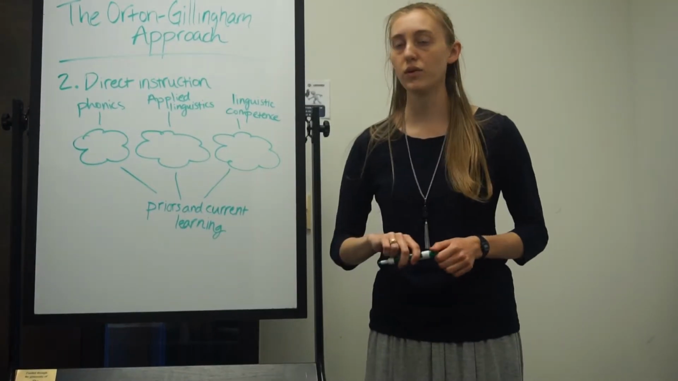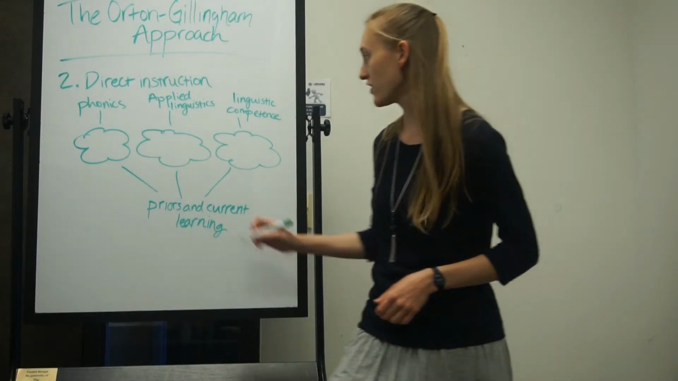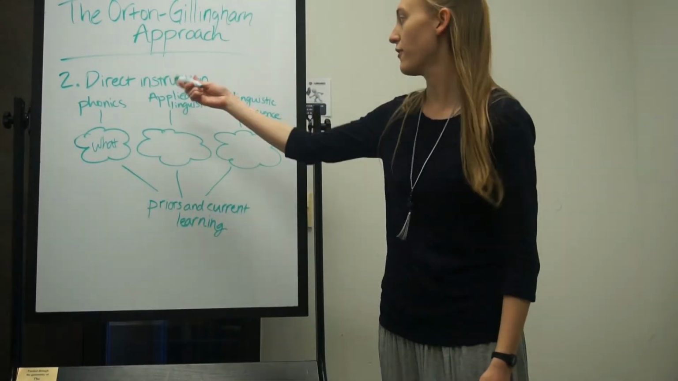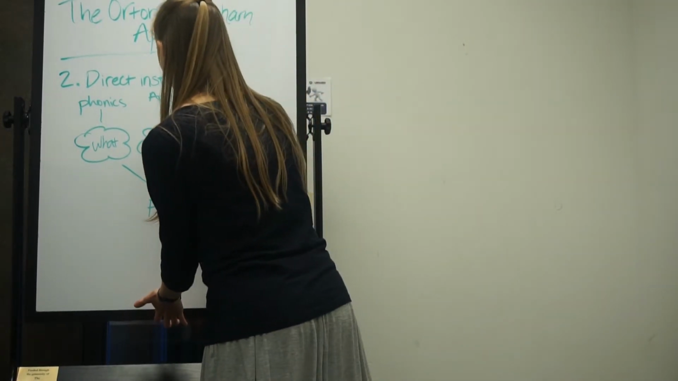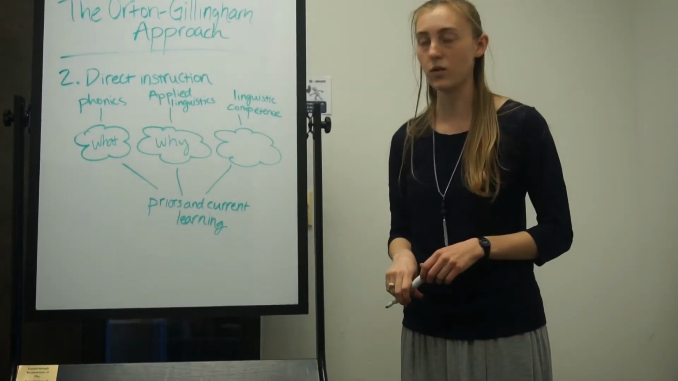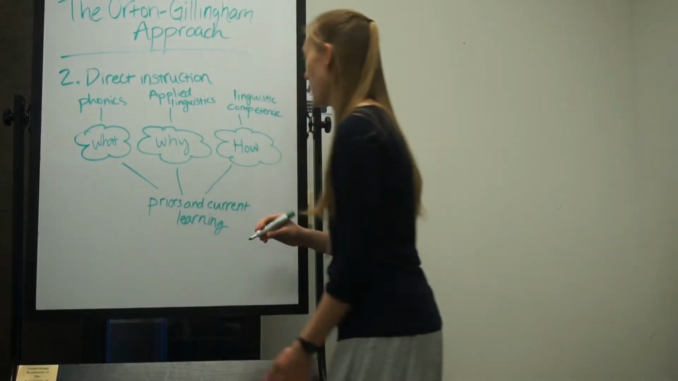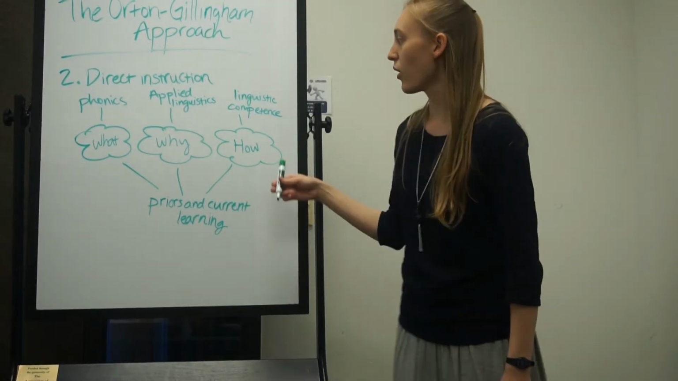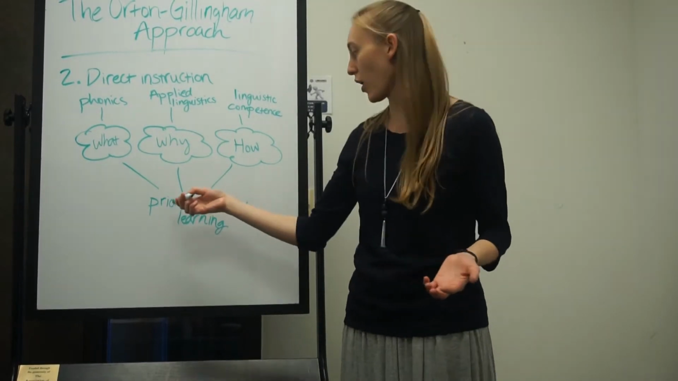The second component of the Orton-Gillingham approach is direct instruction. So there are 3 aspects to this. The first is the what of learning. So the what would be phonics, so sounds and symbols. The second is the why of learning. So applied linguistics, that would be like the uses of language. And then the third component being the how of learning. And then the how would be like linguistic competence, which is patterns and literacy form. So all 3 of these are tied together when the teacher shows the student the relationship between prior knowledge and the current learning.